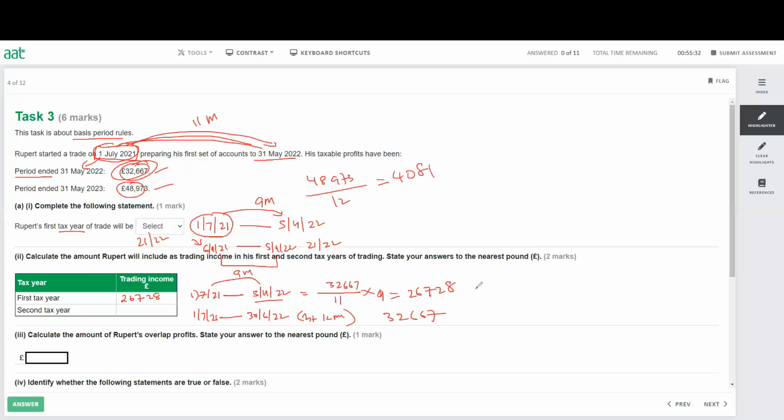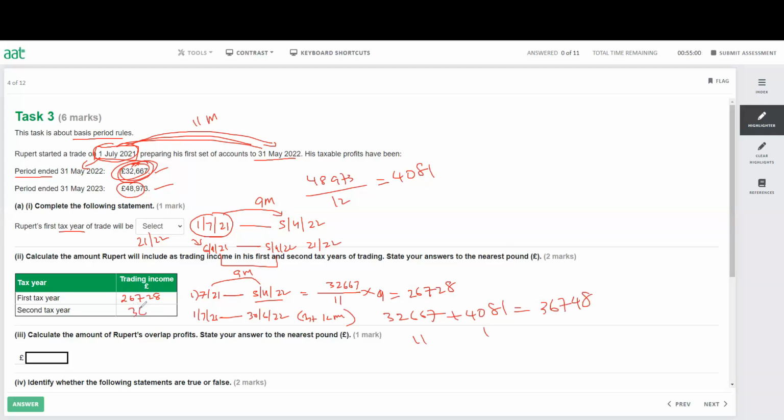So I have 32,667 for 11 months plus 4,081 for 1 month. So 11 months plus 1 month will give me the first 12 months. 32,667 plus 4,081 is 36,748.